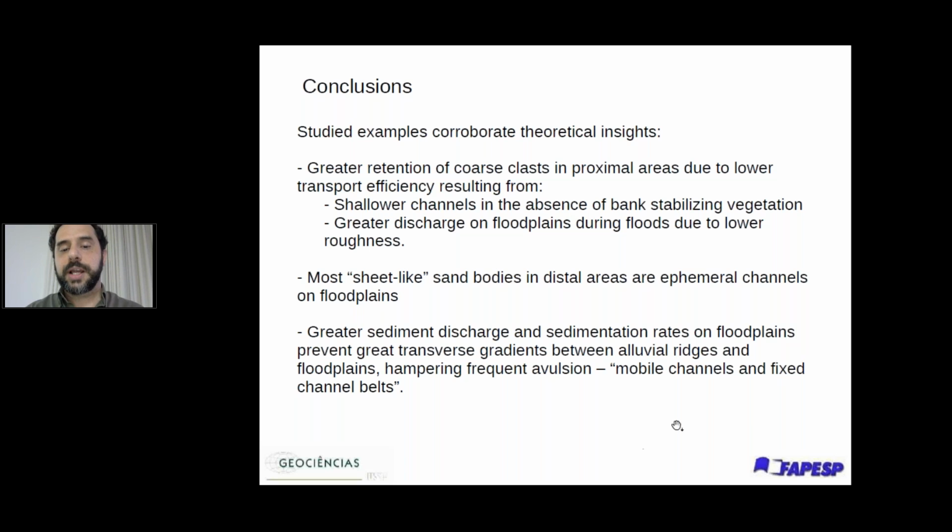So we think that the channels might have been much more mobile than today, but the channel belts could have been more fixed than in modern day examples. So when you are trying to predict the variation of environments in a pre-vegetation alluvial plain, you should consider that there could be much faster vertical transitions than what we get today.